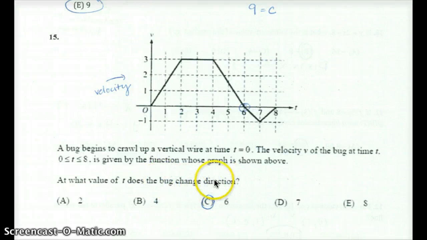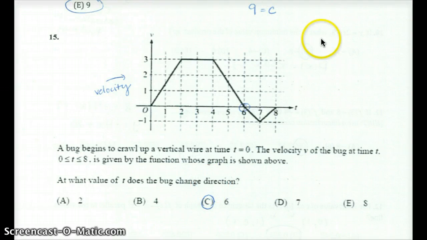The bug changing direction is going to be when the velocity equals 0, because that's when the original function goes from increasing to decreasing, which means the velocity changes sign. And that's why the answer is C.